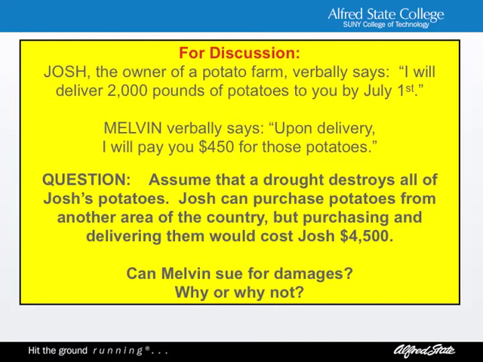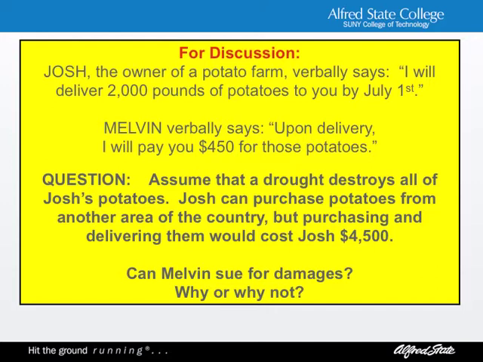And lastly, this one. Josh, who is the owner of a potato farm, verbally says to you, I will deliver 2,000 pounds of potatoes to you by July 1st. Melvin says in reply, upon delivery I will pay you $450 for those potatoes. Some things ought to jump out at you right at the beginning. One is this is a contract that's governed by the Uniform Commercial Code because it relates to the sale of goods.